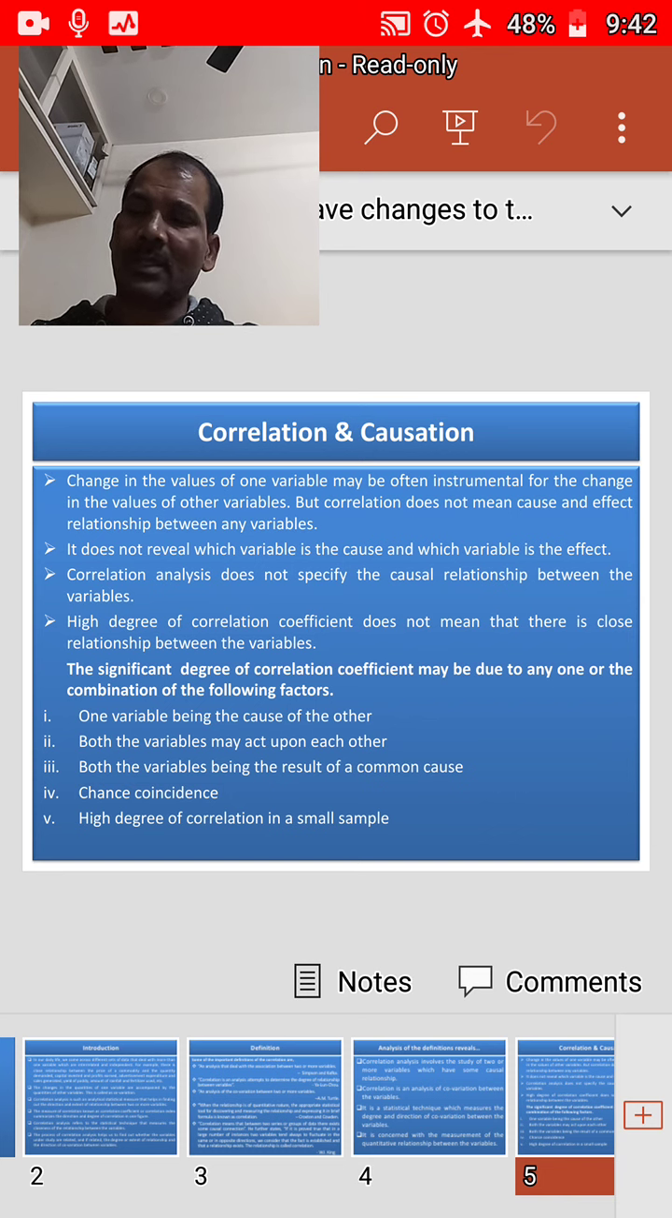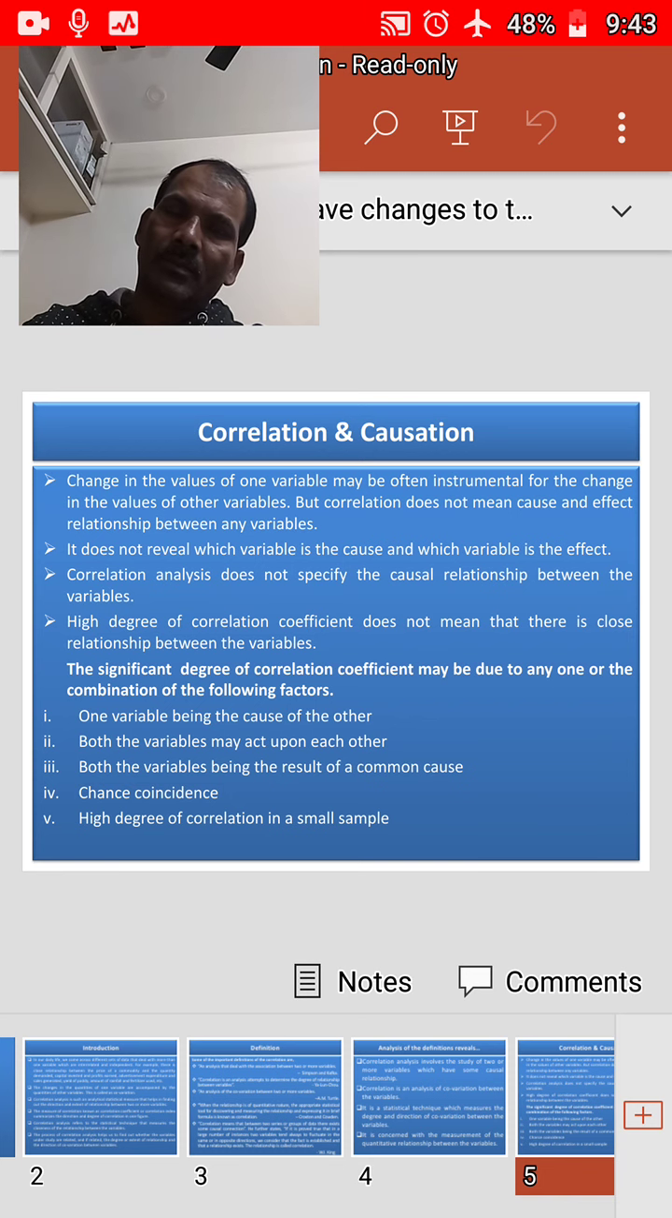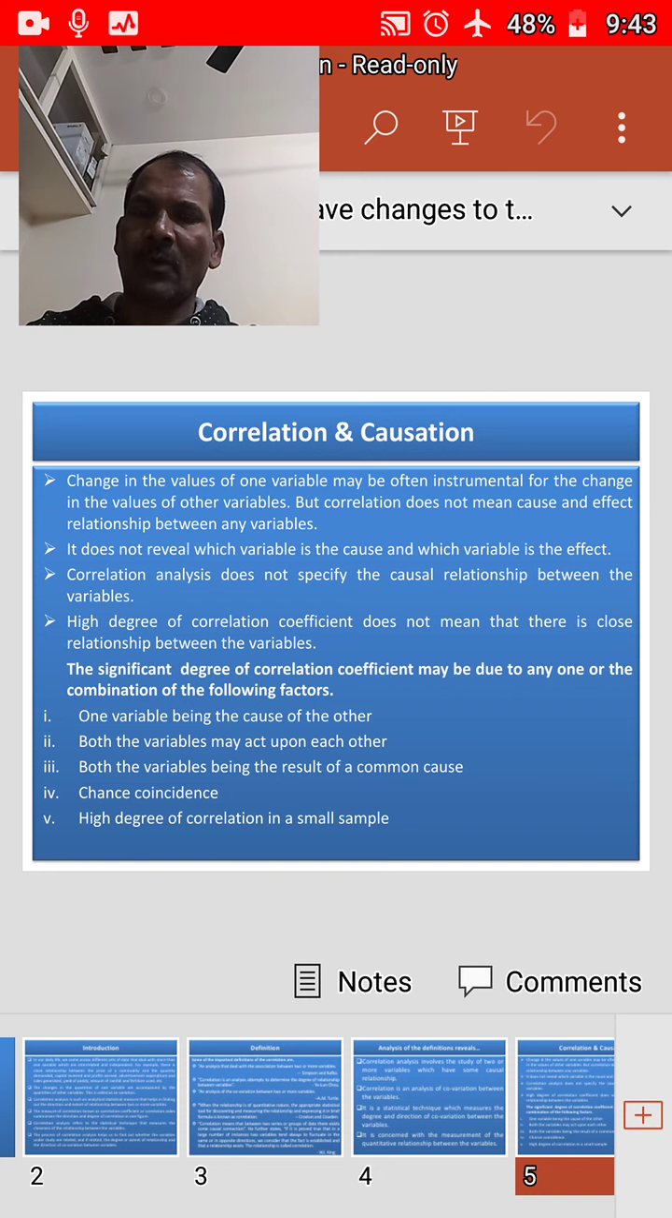Since rainfall is independent of the agricultural production, it is called an independent variable, and the agricultural production, which is subject to the influence of rainfall, is called the dependent variable, whereas rainfall is not because of agricultural production. That's why we call it an independent variable. But agricultural production is because of rainfall, so we call it a dependent variable.